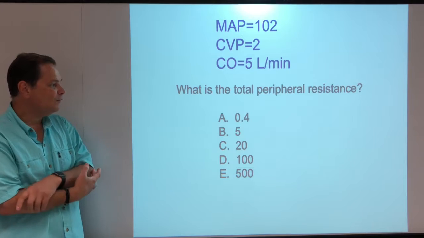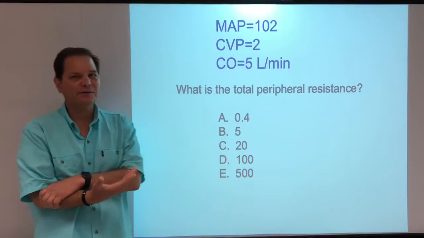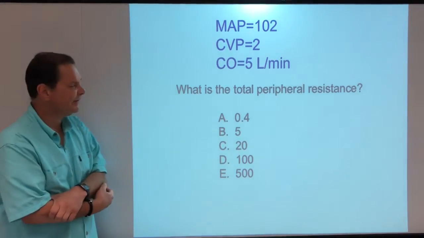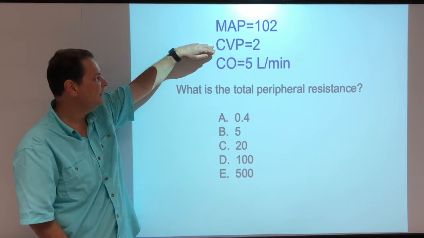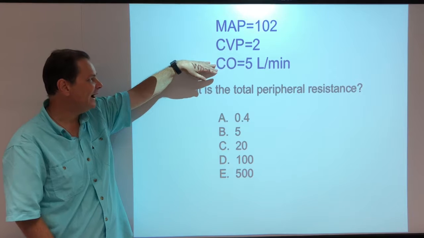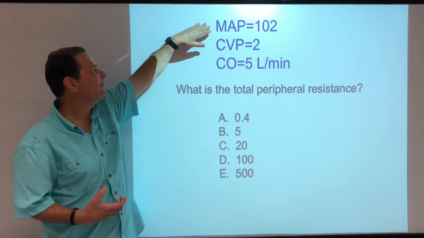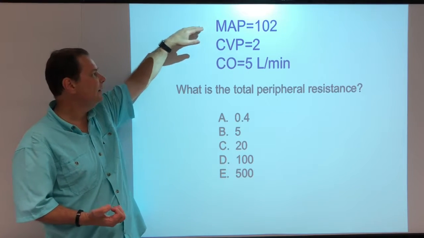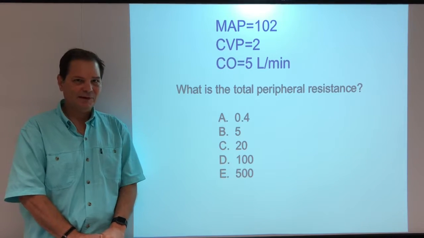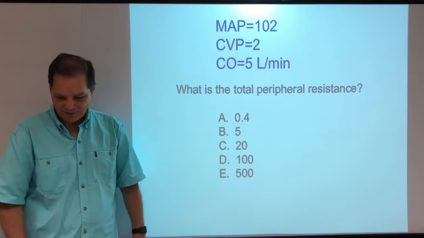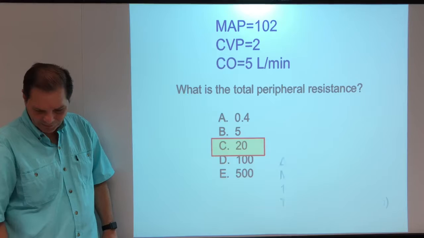Okay, so I have a few questions for you before we get started, and you're going to understand why I asked these later on in the lesson. If I have a mean arterial pressure of 102, a central venous pressure of 2, and a cardiac output of 5. So this is the venous pressure right in the great vessels of your chest. This is the pressure in your aorta. Okay, cardiac output's 5. What is the total peripheral resistance? And if you want to pause this and think about it, please do so. And then now I'm going to show you the answer. 20. Here's how we know that.